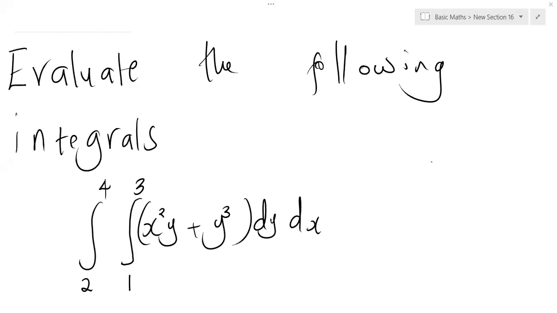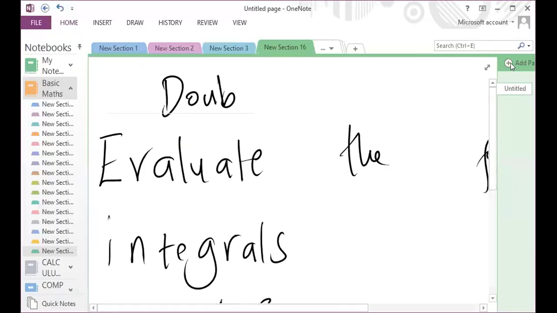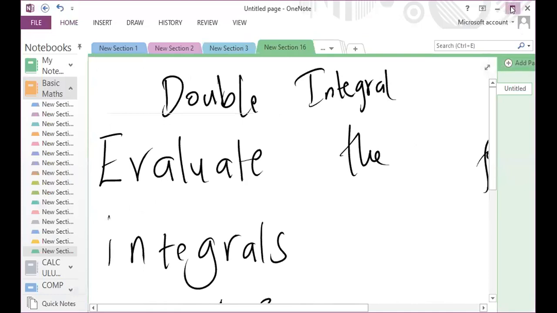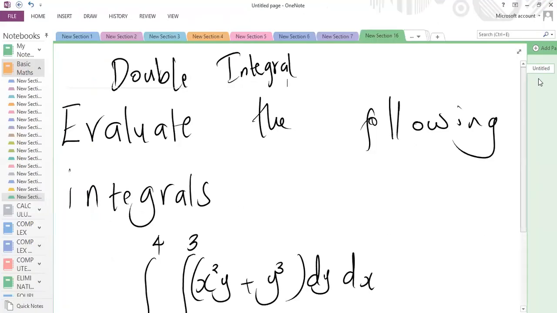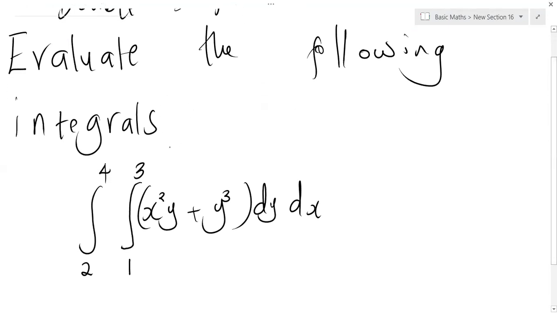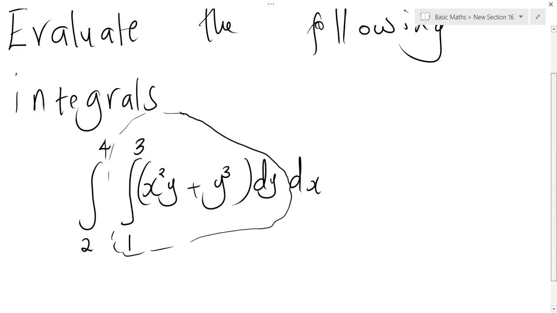Hello guys, I would like us to look at how to go about evaluating the following double integral. Now, what we are going to do in this particular question is integrate what's on the inside first. That is, I'm going to integrate the whole of this function with respect to y, and then whatever answer I get, I integrate it now with respect to x.